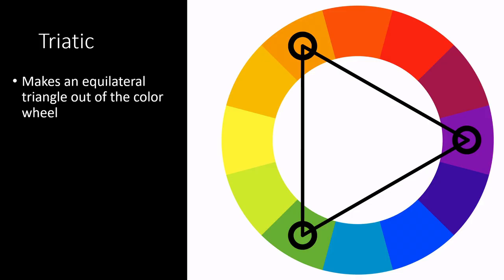The final one that we're going to look at is called a triadic color scheme, and this is basically an equilateral triangle made out of the color wheel. So you could do this with the primary colors, red, yellow, and blue. You could also do this with the secondary colors like we have here with orange, purple, and green. There's lots of different variations you can do with this, but it's an equilateral triangle that you can just pick the colors around the color wheel.